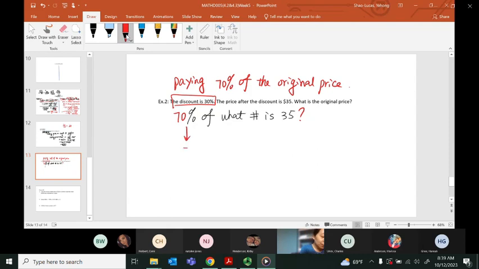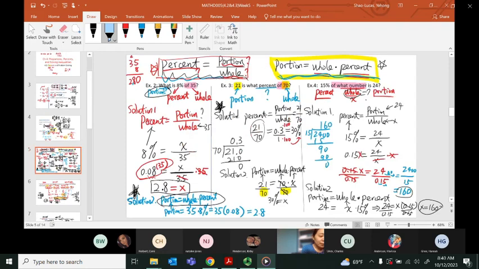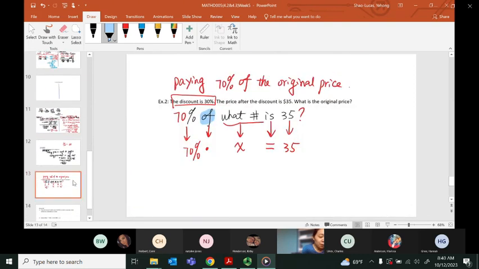So you just do 70% of, which means times, what number is x, equals 35. This time I use a slightly different way. If you understand that of means times, you don't have to worry about those two formulas I gave you anymore, because whenever you see of, it just means times. So you go word for word: 70% of one number x is equal to 35, and you get an equation immediately. This is like percent times whole equals the portion.